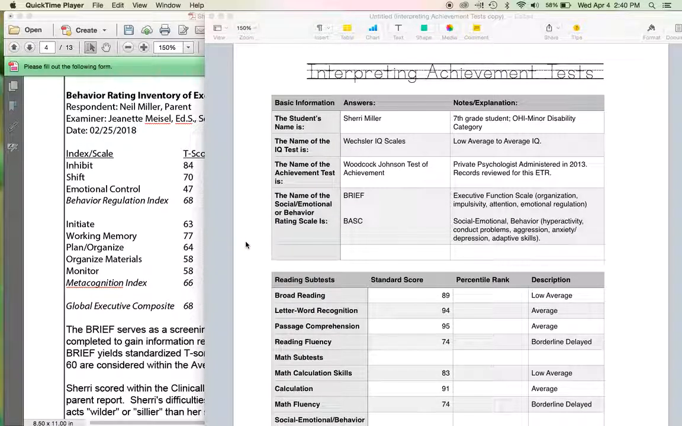We're going to talk today about going over this worksheet for organizing information from your ETR case study into some nice bulleted points that you can use to write your IEP present level.